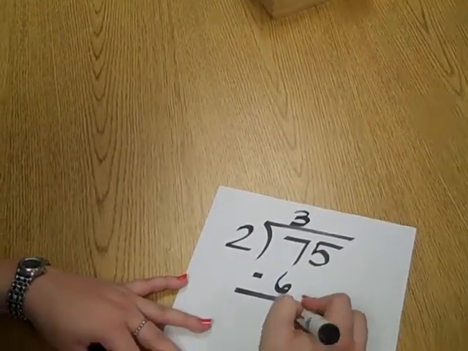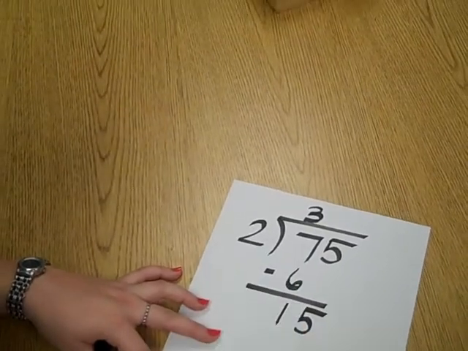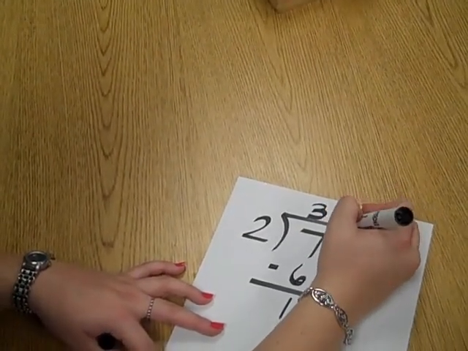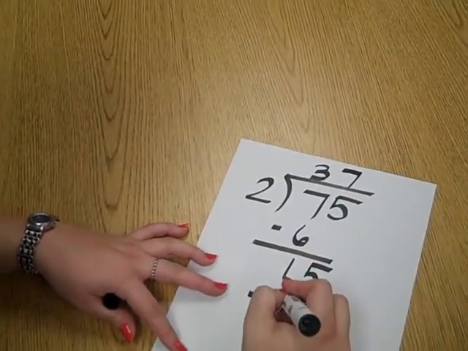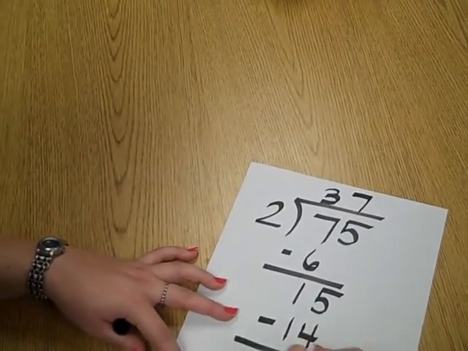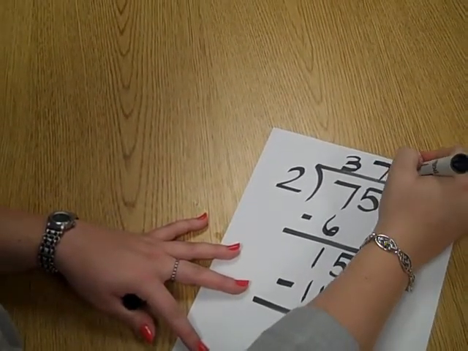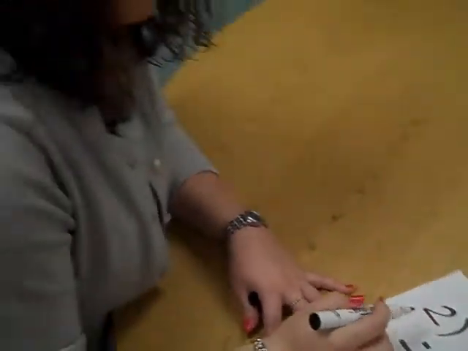Bring down the 5. We have 15. Does 2 go into 15? Yes. 2 goes into 15 7 times. 7 times 2 is 14. Subtract 14 from 15 and we are left with 1. And then we put remainder 1. So the answer is 37, remainder 1.